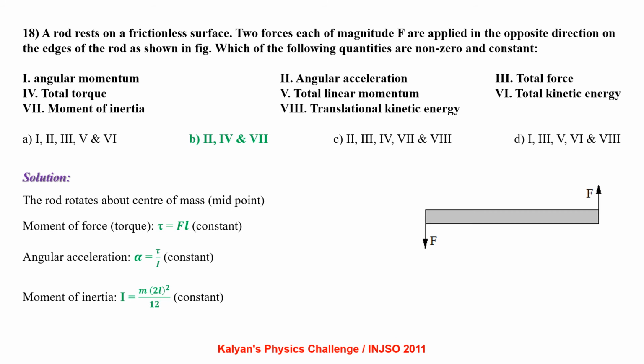Due to the forces applied, the rod rotates about its center of mass, that is midpoint. Moment of force or torque, tau equal to F into L, it is a constant. Angular acceleration alpha equal to tau by I, which is also a constant. Moment of inertia I equal to m l square by 12, here length is 2l, so that is also a constant value. So effectively the correct option is B.